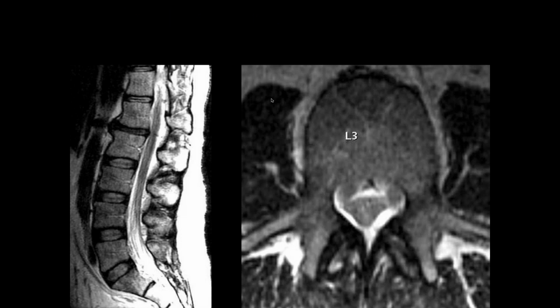Okay, Thomas. So, sagittal and axial view. I guess the cord's lower than normal. Yeah, so it's a low-lying conus or a tethered cord here. The conus was actually down around the L3 level here.